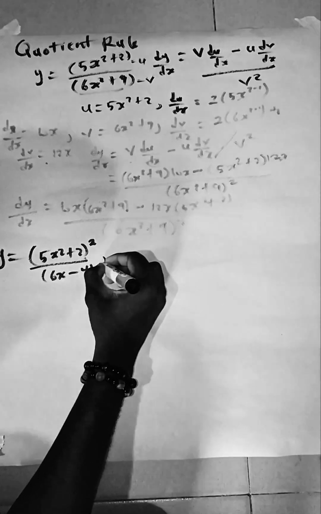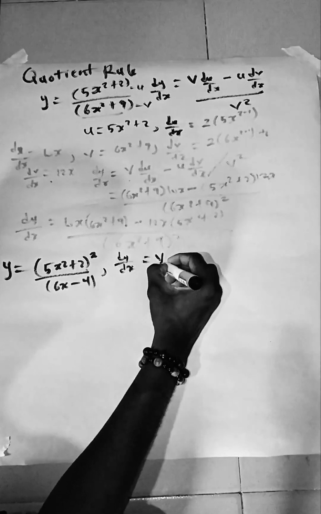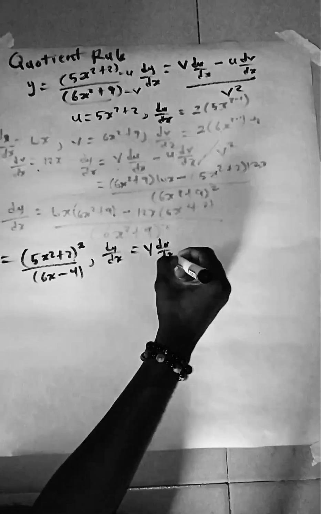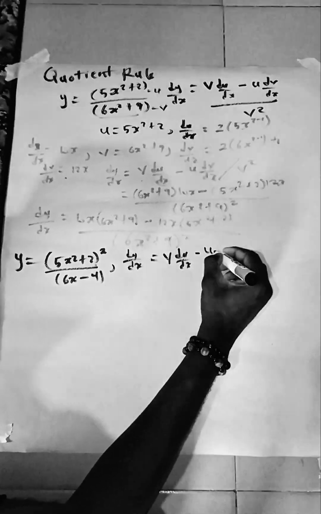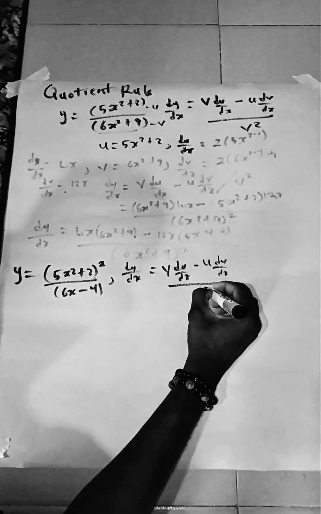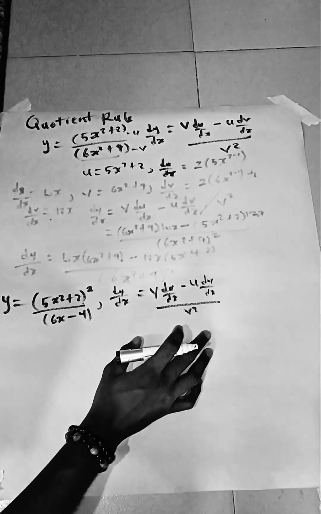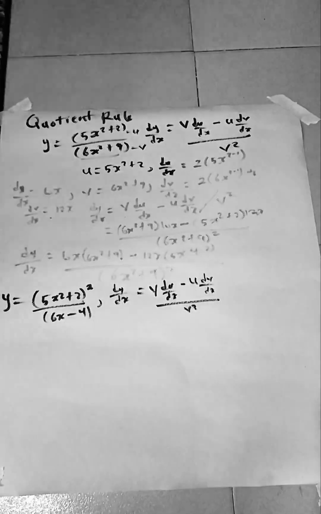So remember, our dy by dx for the quotient rule is just going to be v du by dx. Remember, v comes first, minus u dv by dx, all divided by v squared. Please try to internalize and know these formulas by heart. They will help you along your line.